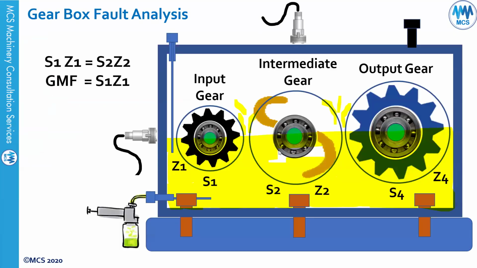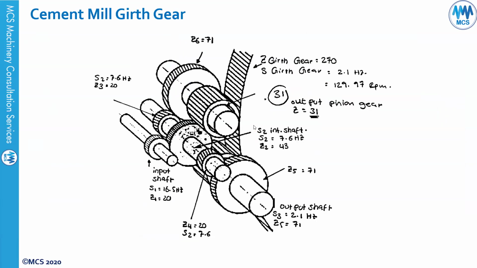You can see here in this gearbox, S1 Z1 equals S2 Z2, which is the running speed of the first gear multiplied by its number of teeth, equal to the running speed of the second gear multiplied by its number of teeth, and so on. And the gear meshing frequency will be S1 Z1, the number of teeth of the first gear multiplied by its running speed. Oil analysis is very, very important in gearbox analysis.